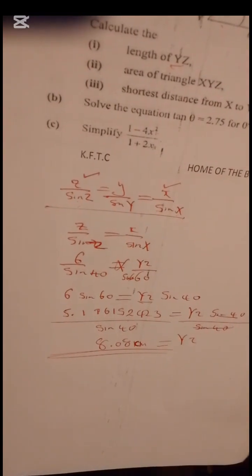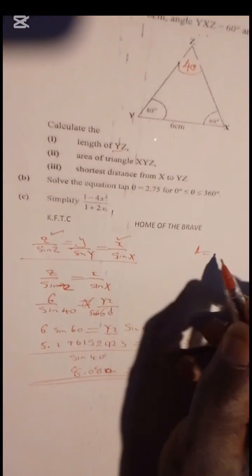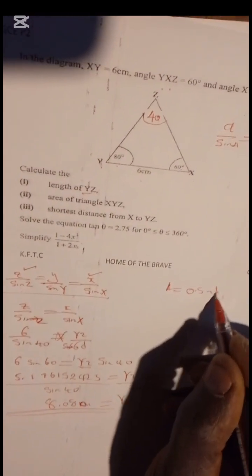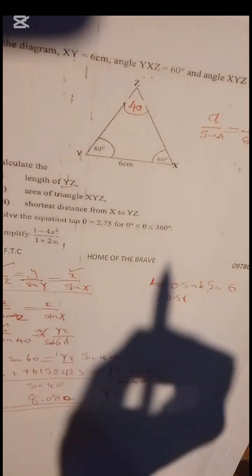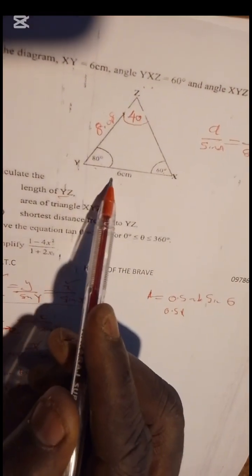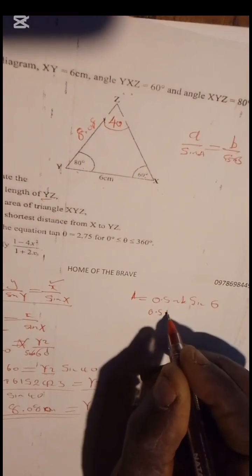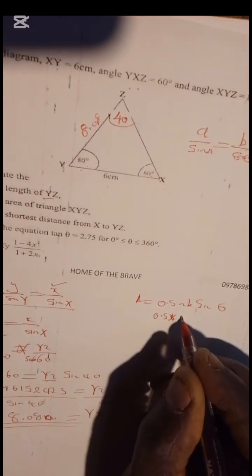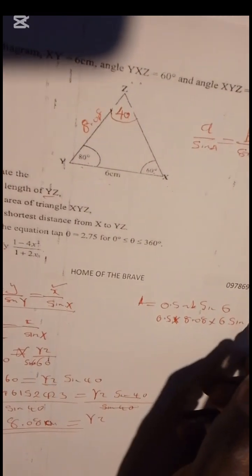So at this point in time, you are done. They want you to find the area of XYZ. As you know, area equals 0.5 ab sine theta. So it will be 0.5 times, since we found 8.08, the angle we're going to use is 80, because it is 80 that has a length on this side and the length there. So it will be 0.5 times 8.08 times 6 times sine 80.